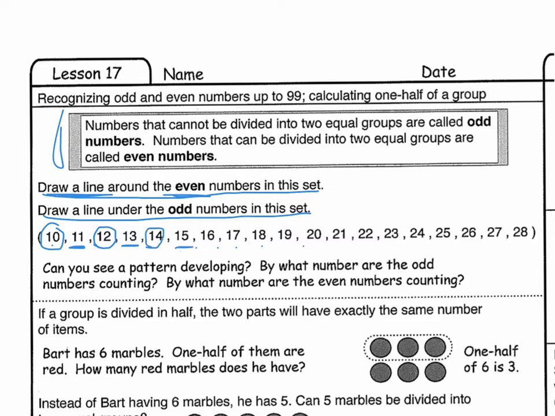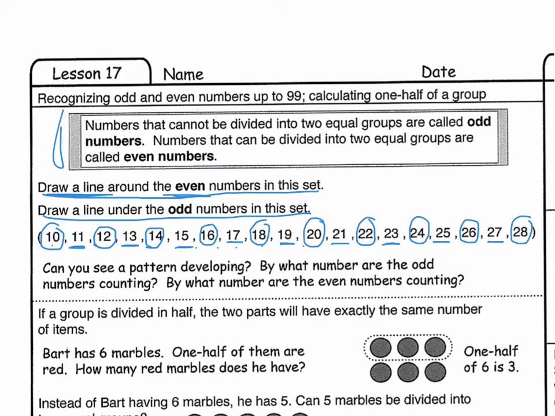15 is odd. Two numbers together do not make 15, the same number. 16 is even. 8 and 8 makes 16. 8 and 9 makes 17. That's odd. 9 and 9 makes 18. That's even. 19 is odd. 20 is even. 10 and 10. 21 is odd. 22 is even, 11 and 11. 23 is odd. 24 is even, 12 and 12. 25 is odd. 26 is even, 13 and 13. 27 odd, and 28 is even, 14 and 14.